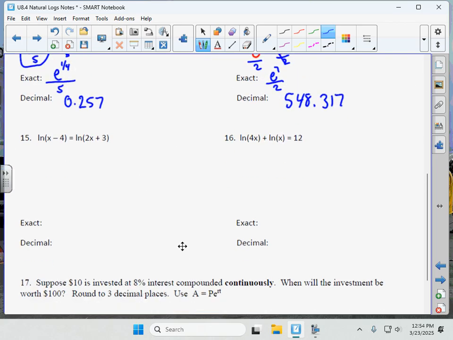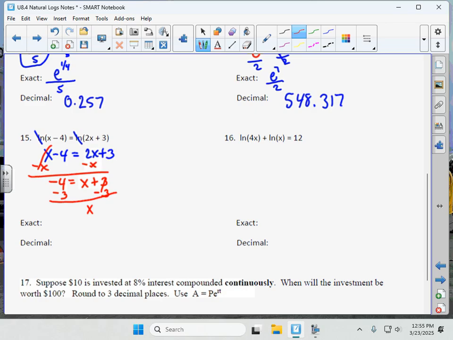All right, 15, we have one ln or log on each side, so we can cancel the logs out. Set the left side equal to the right side. All right, solving for x, subtract x over. -4 equals x plus 3, subtract 3. So x equals -7.